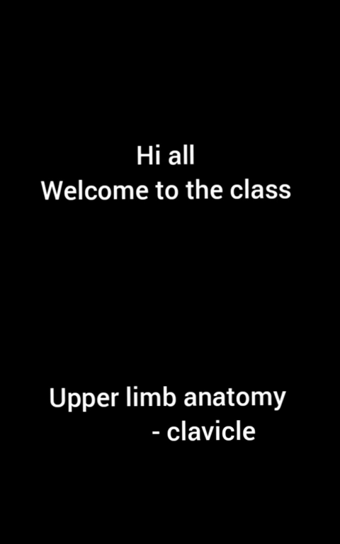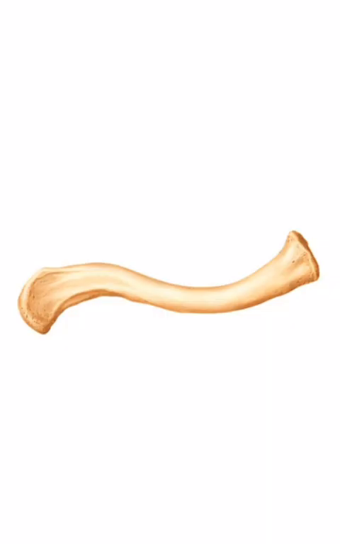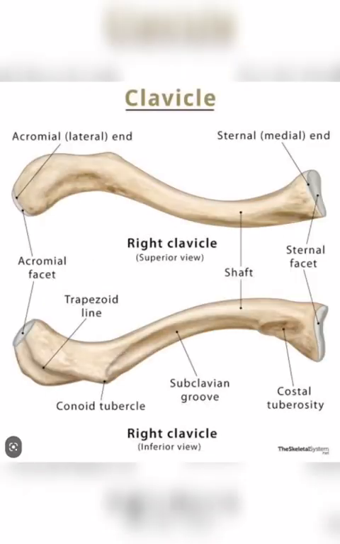Hi all, today we are discussing upper limb anatomy. The first bone in the upper limb is the clavicle. The clavicle is a long bone. It consists of one shaft and two ends, one lateral and another medial. The medial end is also called the sternal end, and the lateral end is also called the acromial end.